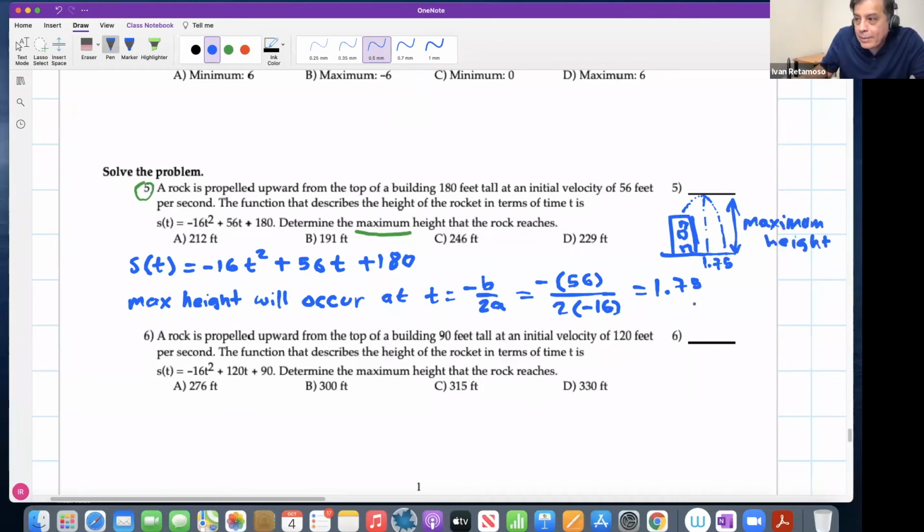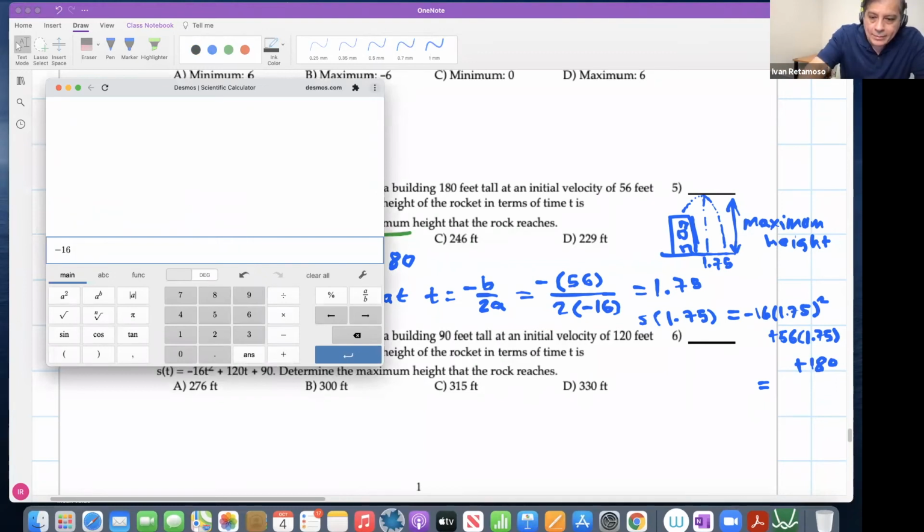And for that, simply now do the evaluation of this guy into your position function, which is this, right? So this will lead to minus 16 times 1.75 squared plus 56 times 1.75 plus 180, right? You gotta compute this in the calculator, guys, otherwise it will be difficult.